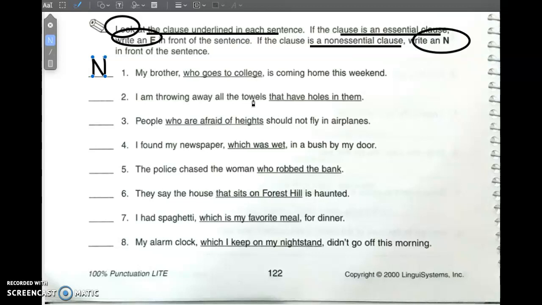If I leave this out, then I'm throwing away all of the towels. And that's not what the sentence is trying to mean. The sentence means that I'm throwing away all the towels that have holes in them. Okay? And because that changes the sentence's meaning, this is an essential clause. I definitely need it in order for the sentence to make sense. Essential. E for essential. Okay, see what you can do with 3 through 8.